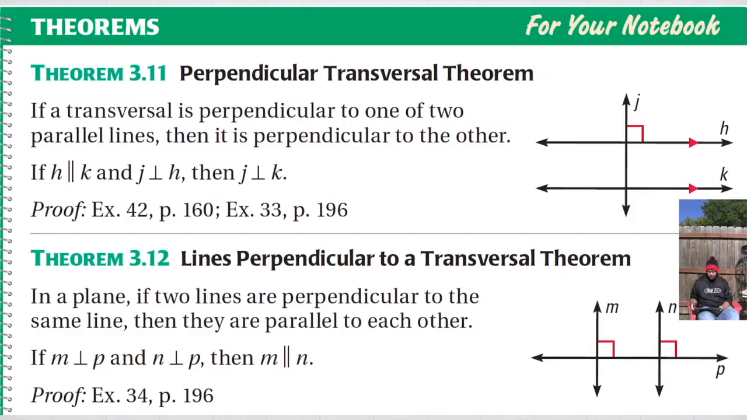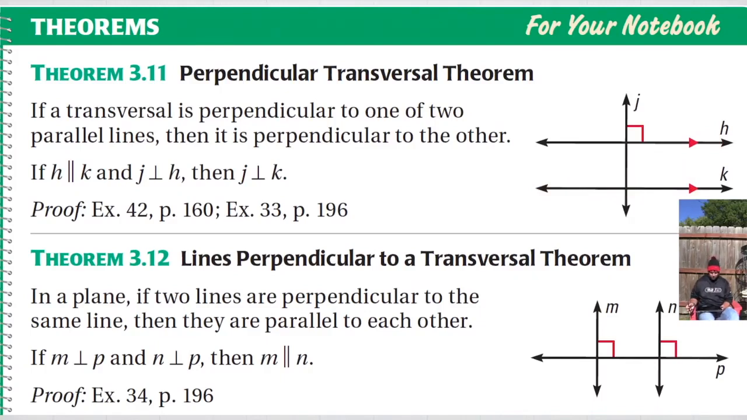Theorem 3.11, perpendicular transversals theorem. If a transversal is perpendicular to one of two parallel lines, then it is perpendicular to the other. So, J being the transversal is perpendicular to H. That also means J is perpendicular to K because H and K are parallel lines.